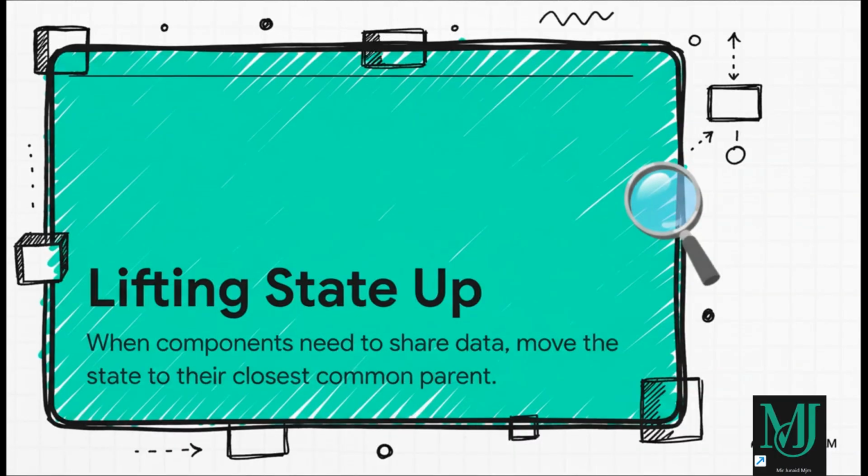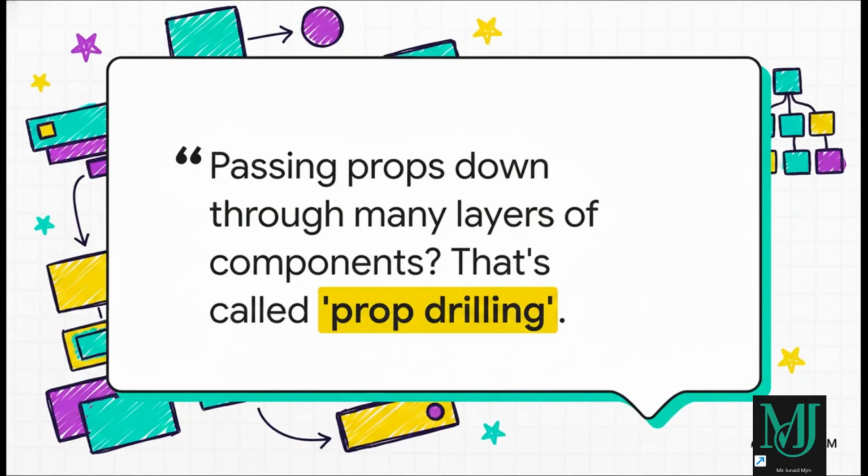Lifting state up. Now imagine you have two components that both need to use the same piece of data. The solution? Lifting state up. You move the shared state to their nearest common parent and then pass it down as props. This keeps your data consistent and in sync across components. The problem? Prop drilling. As your app grows, passing props down through many layers becomes messy. This is called prop drilling.